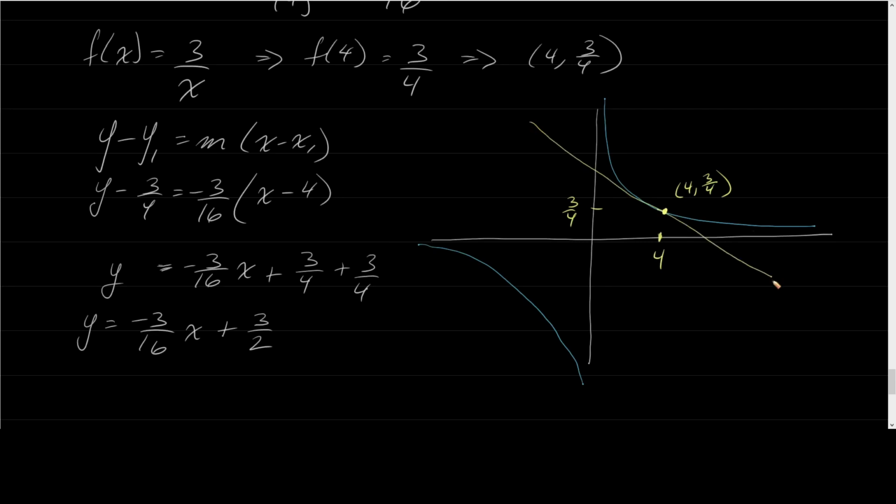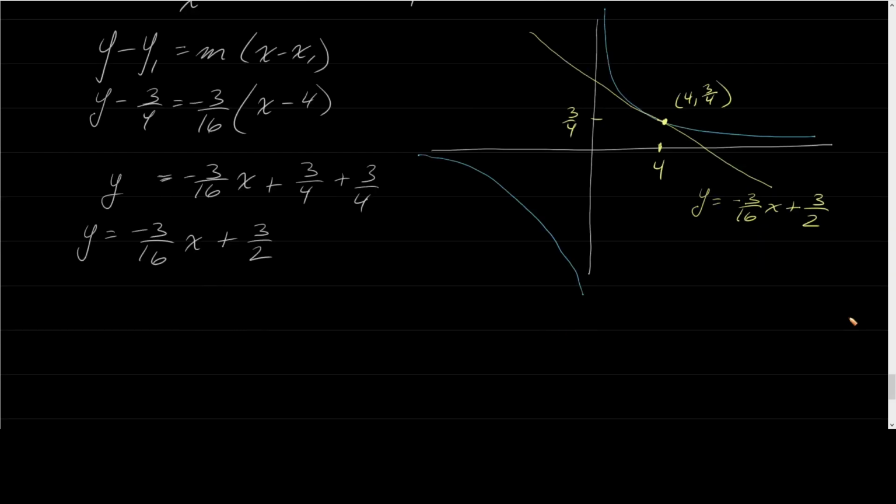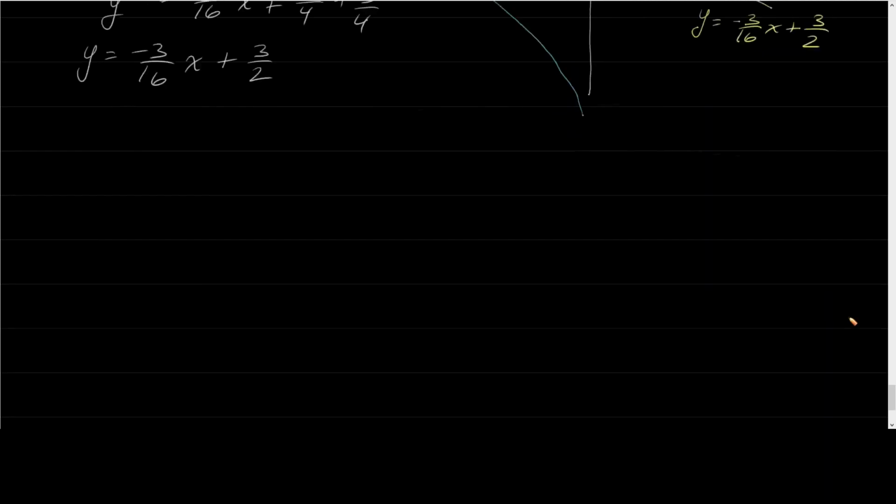And that is the graph of the equation y equals negative 3/16 x plus 3/2. So that's what we found. And notice that it makes sense. It makes sense that we had a negative slope because this tangent line is decreasing. All right, so now let's talk about differentiation and continuity.